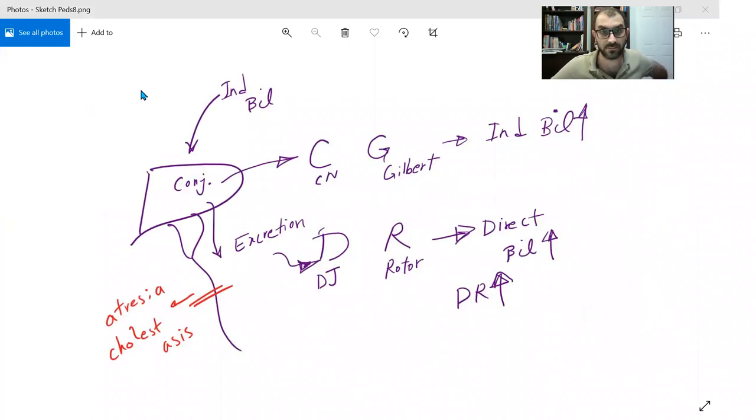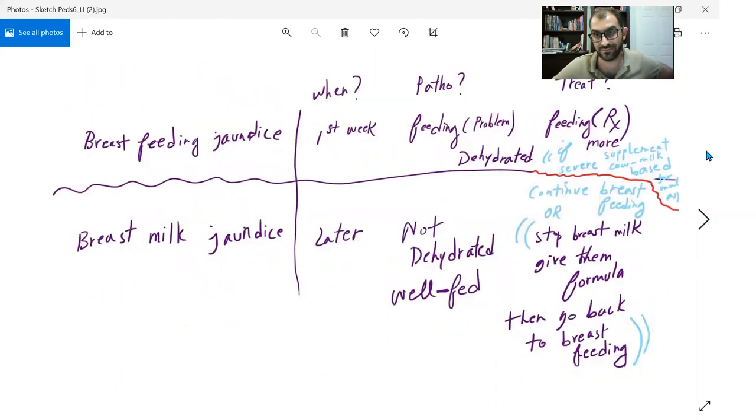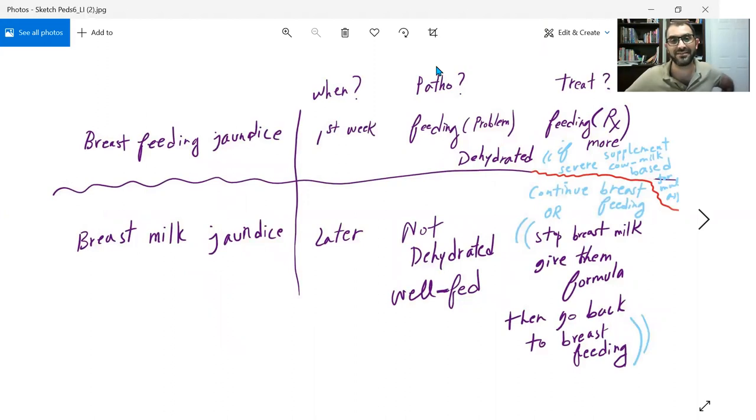Breastfeeding. All of them are already shared. Everything is already shared. Ladies and gentlemen, actually you're talking about the jaundice. It's shared already. Breastfeeding jaundice and breast milk jaundice.